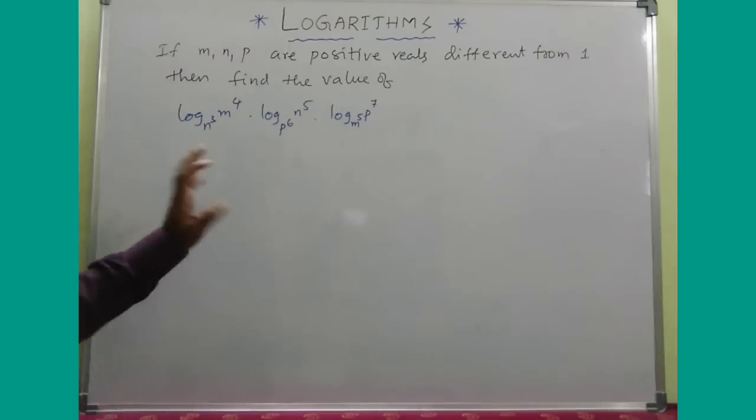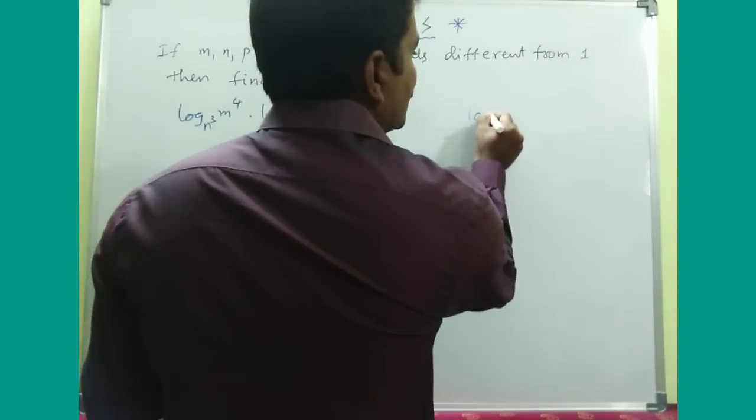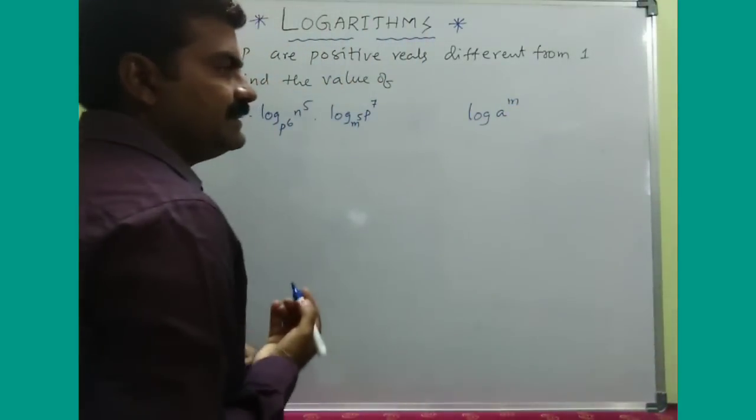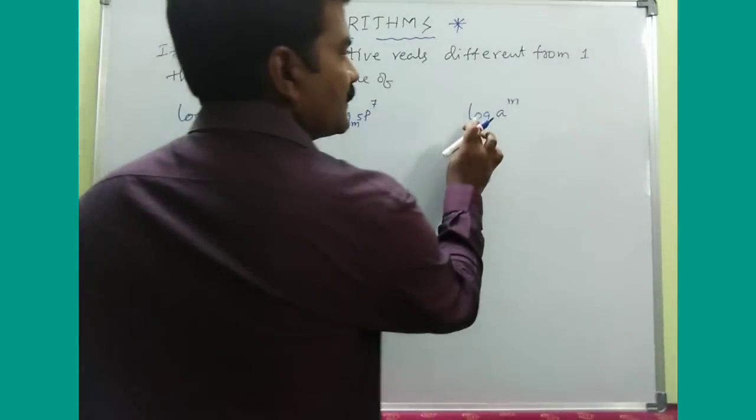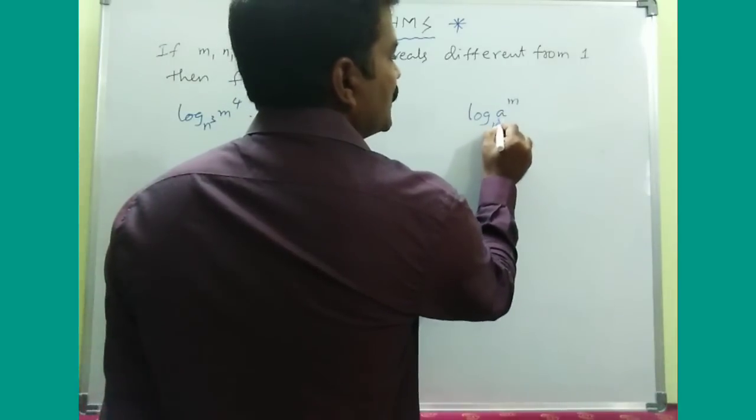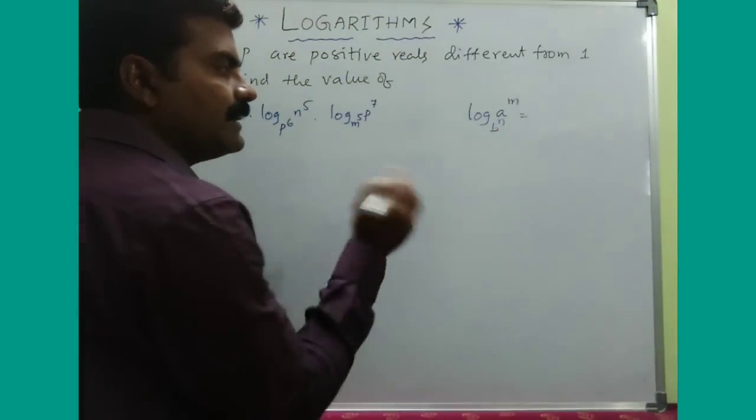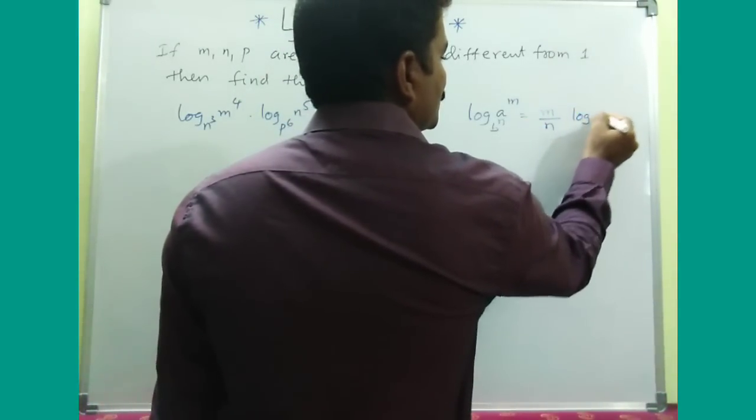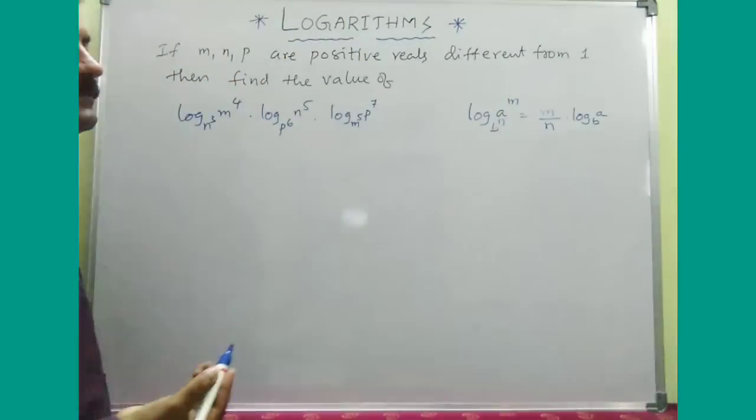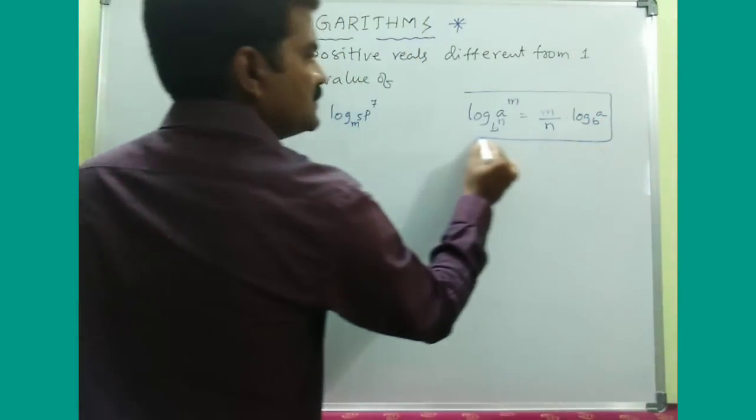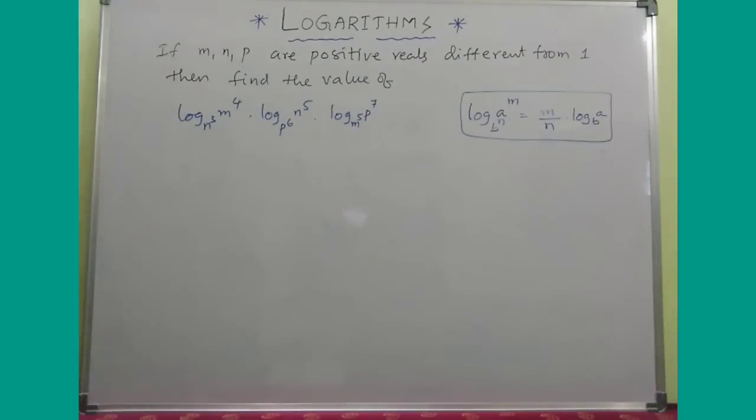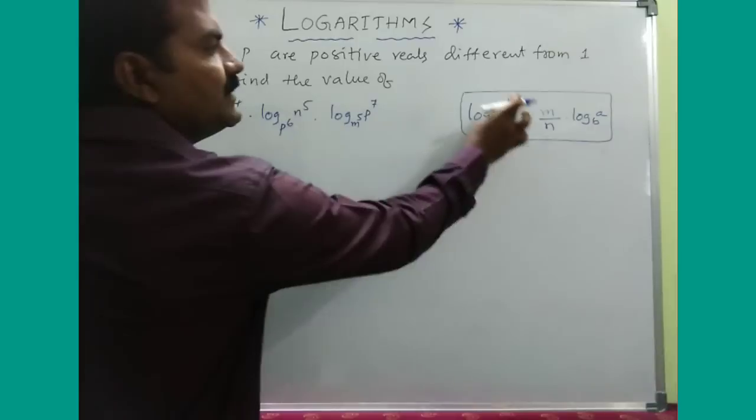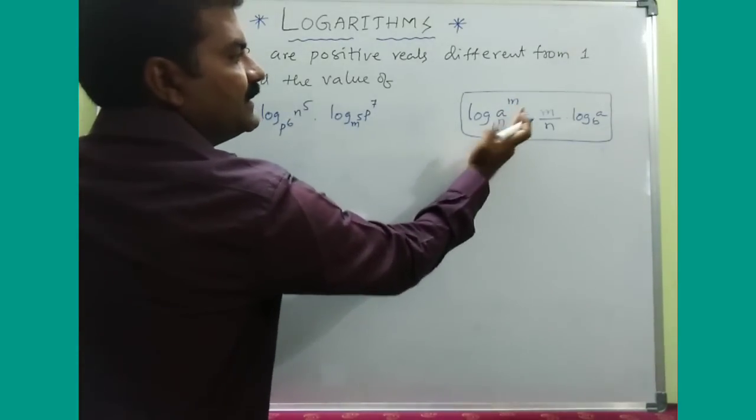Okay, now this problem can be solved by the laws of logarithm. We have a logarithmic identity: log a to the power of m to the base b to the power of n can be written as m by n into log a to the base b, right? So using this result, we are going to solve this. Can you tell me how we can write the first logarithm? If you identify this carefully, the powers are brought out.